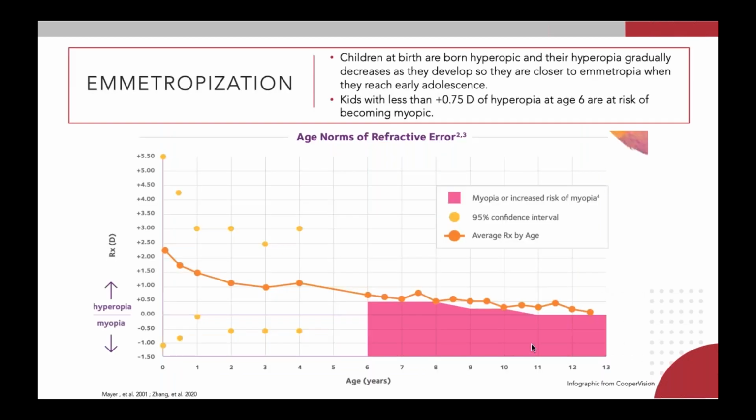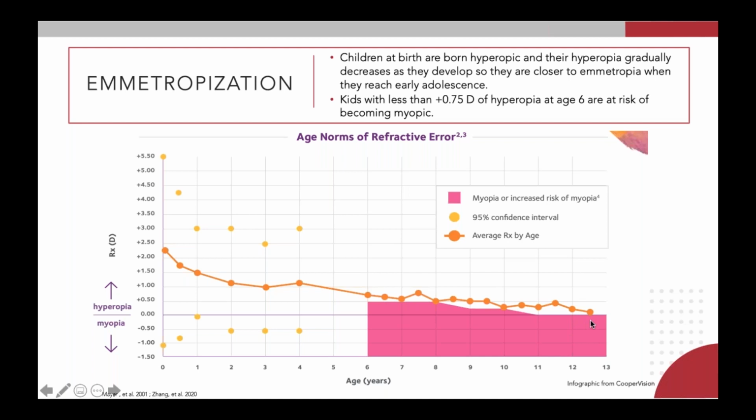So let's talk about a process called emmetropization. An emmetrope is someone that doesn't have a refractive error. So these patients have normal eyes or they see clearly without glasses. So emmetropization describes the process of the developing eye after birth. So most children are not born myopic. These children are born fairly hyperopic, or the common term for that is farsighted. So children are born hyperopic, and their hyperopia gradually decreases as they grow to the point where they reach emmetropia in early adolescence.